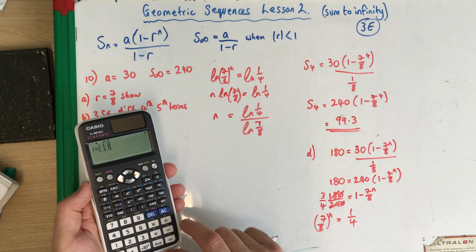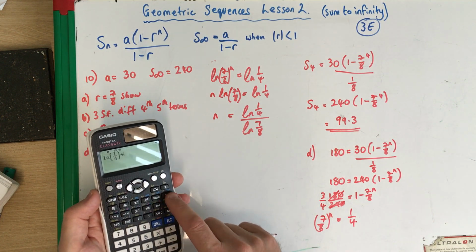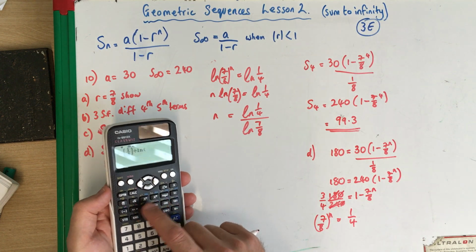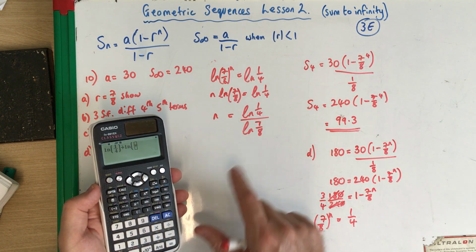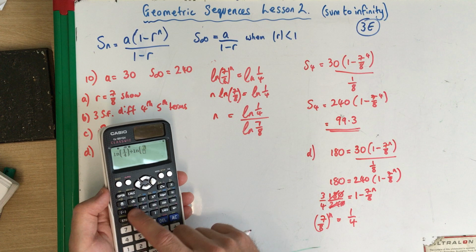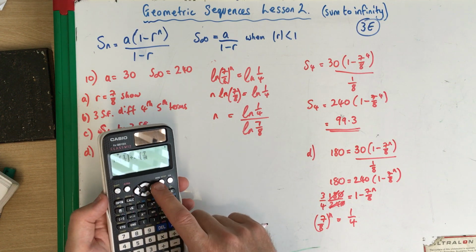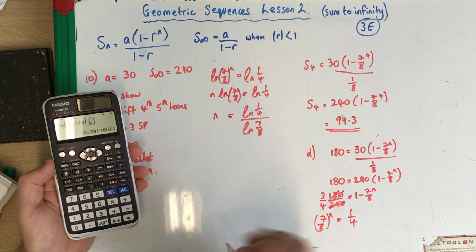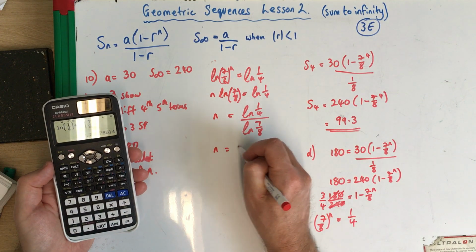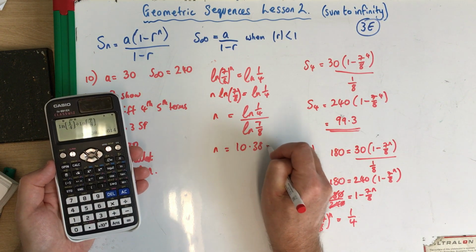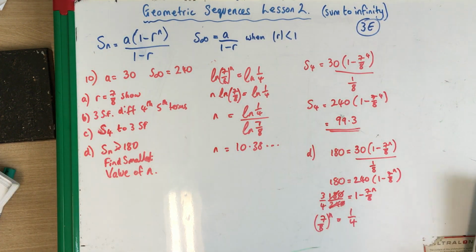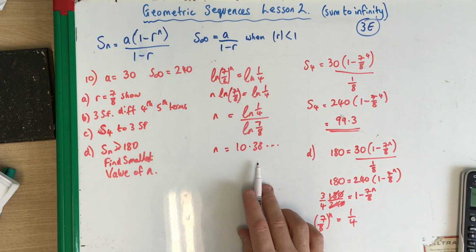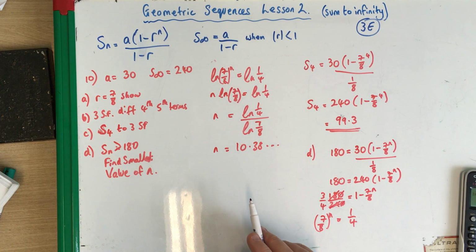divided by ln of 7/8. And that gives me 10.38, blah, blah, blah, you can sort of see it. So the 10.38th term gives us 180.